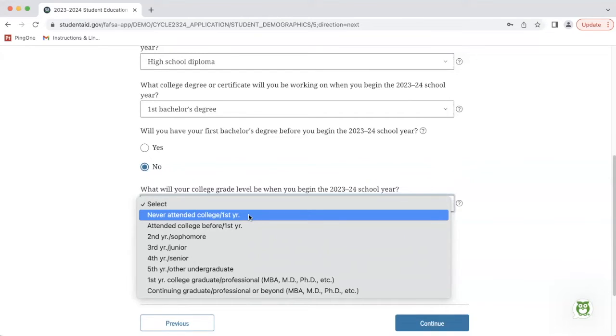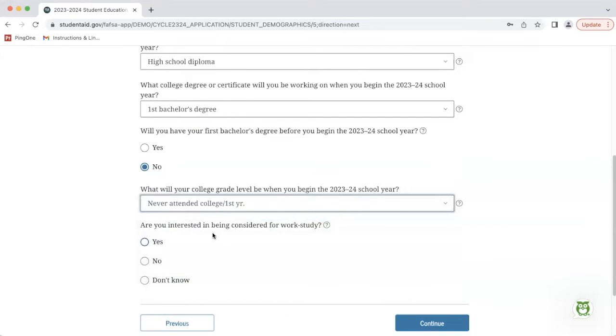Now, let's say, for instance, you were to take dual credit courses throughout high school. You'll still want to put never attended college, even if you have some credits that you've earned already. Okay, you're going to want to put never attended college.